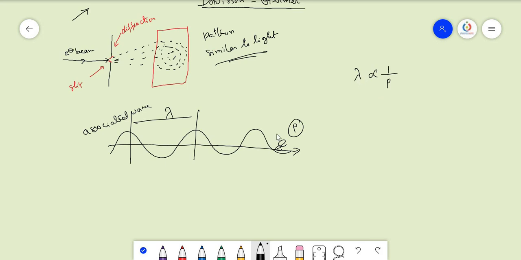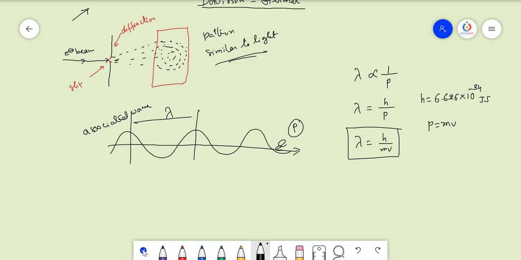Lambda of the wave is inversely proportional to momentum p, and later this proportional symbol was replaced by using a constant, that is lambda equals h by p, where h is Planck's constant, whose value is 6.626 into 10 power minus 34 joule seconds. And we know that momentum p equals mass into velocity, so it can be written as lambda equals h upon mv. And this dual nature of matter is applicable only in the case of microparticles, not to macroparticles. This is only for microparticles.